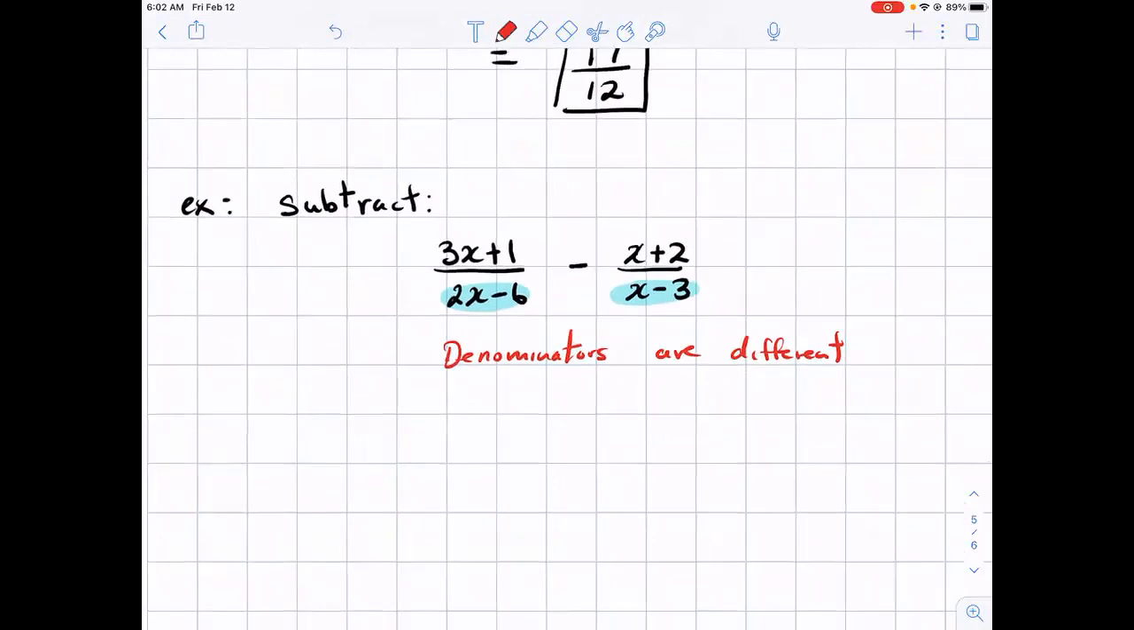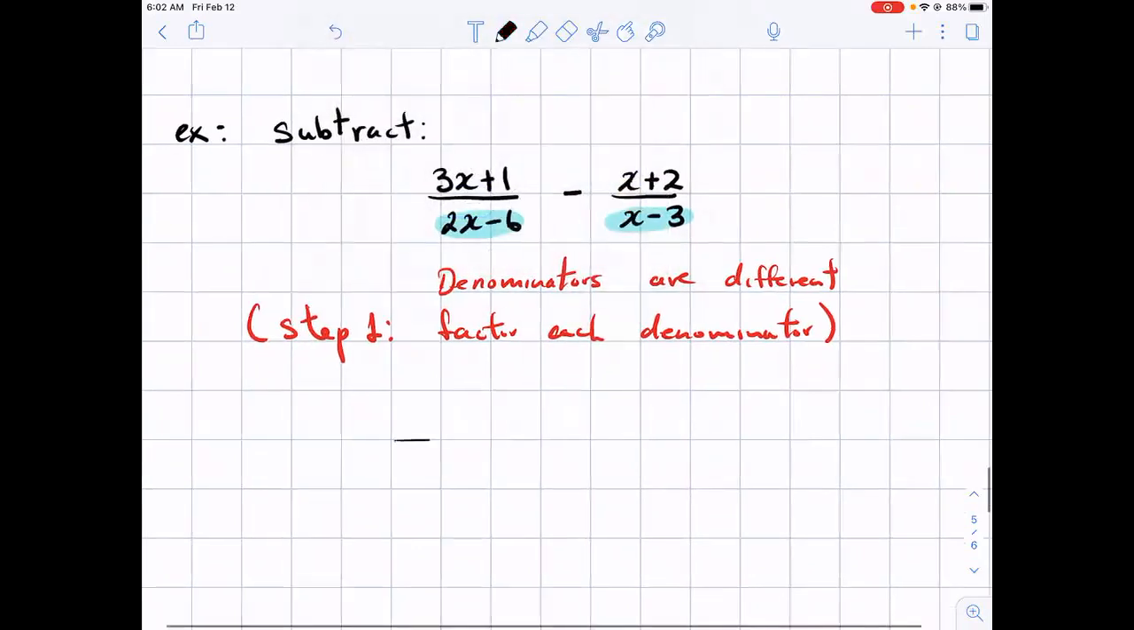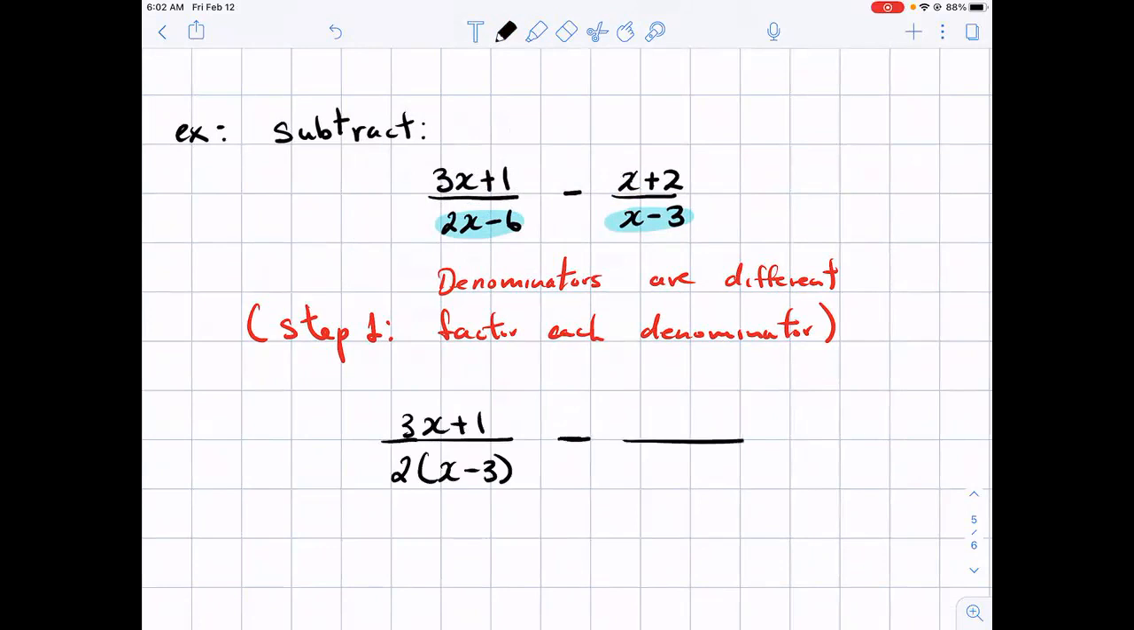So if the denominators are different, step 1, factor each denominator. Yeah? So if we factor each denominator, this becomes 2 parentheses x minus 3. 3x plus 1 stays in the top. Minus, there's nothing to factor in x minus 3, so it stays.